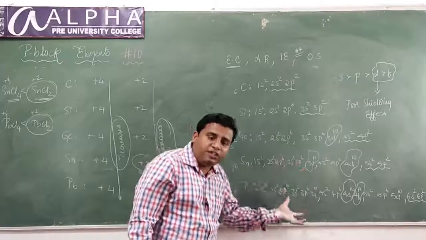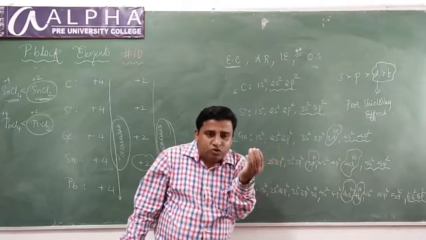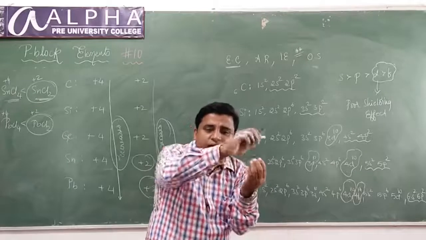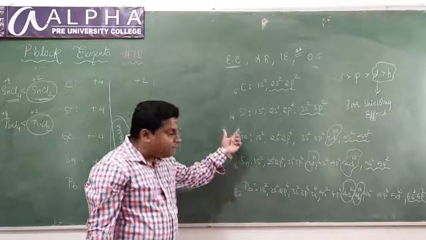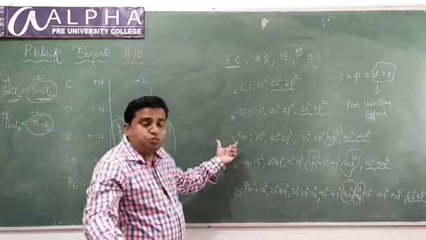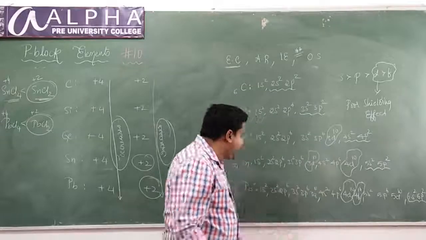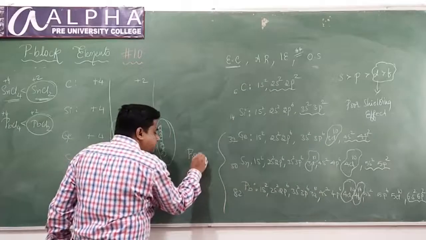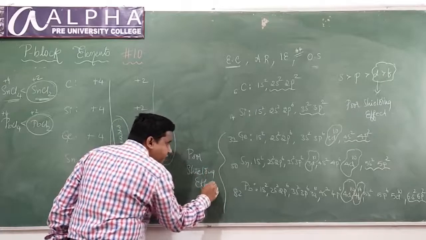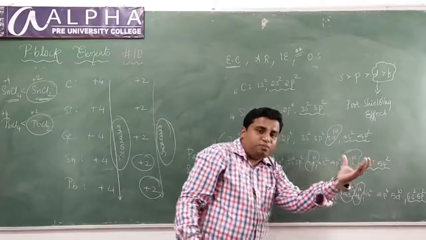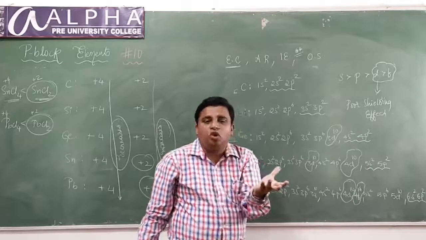Because of poor shielding effect, don't you think the outer shell will be nearer to the nucleus? When the outer shell is nearer to the nucleus, the removal of electrons becomes difficult. From germanium, tin and lead, there is poor shielding effect because of inner d and inner f orbitals, so the outer shell will be held tightly by the nucleus, and the removal of electrons becomes difficult.